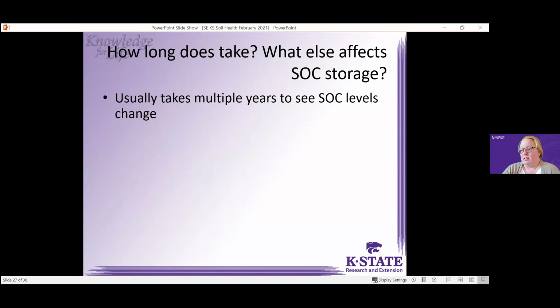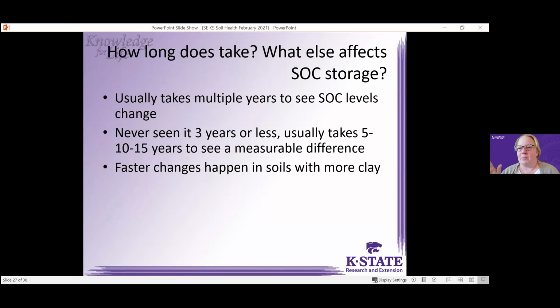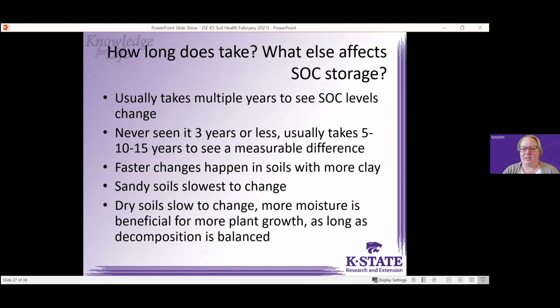It does take years. I've never seen anything move at all in 3 years or less, and 5, 10, 15 is where you get to a measurable, and especially a really consistent measurable difference out in that 10 or 15 years. And faster changes, like I said, happen in soils with some clay. I don't mean to say, again, don't want too much clay, but some clay. And sandy soils are slow to change.